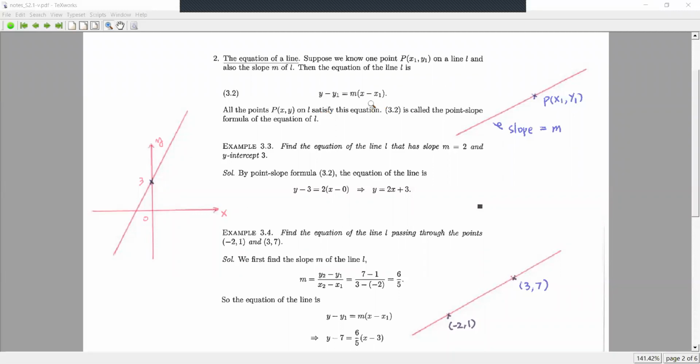In this equation, x and y are variables. x1 and y1 are constants. They are the x and y coordinates of the point P. All the points on this line satisfy this equation. Or in other words, the graph of this equation is this line. Some people call this equation the point slope formula of the equation of this line.